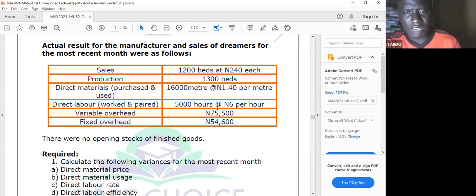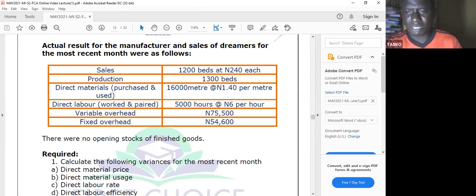And the variable overhead is 75,500 and fixed overhead is 54,600. Now, there were no opening stocks of finished goods. So the implication of it is that there are no opening stocks of finished goods.